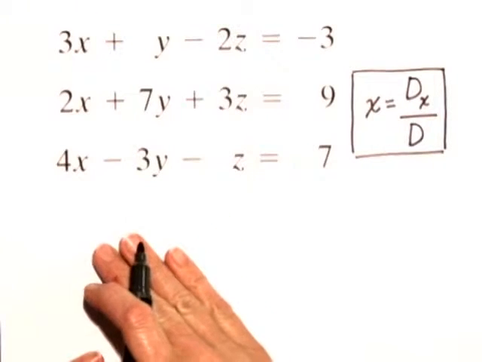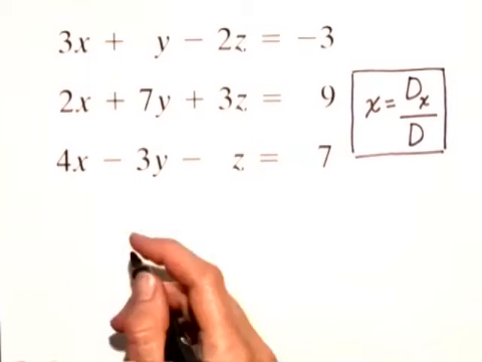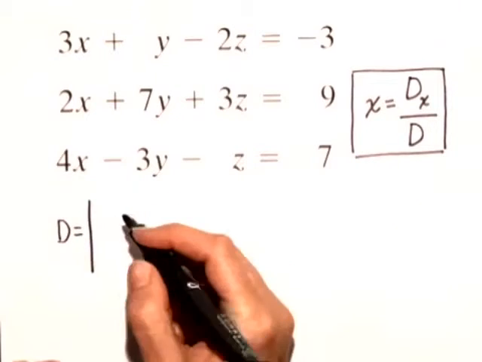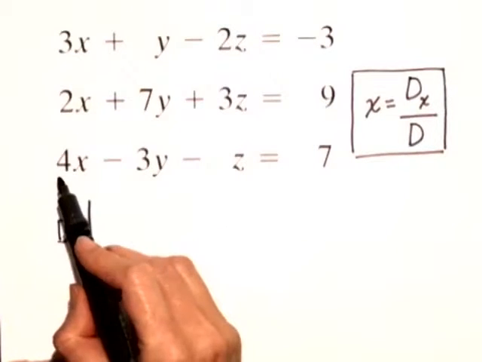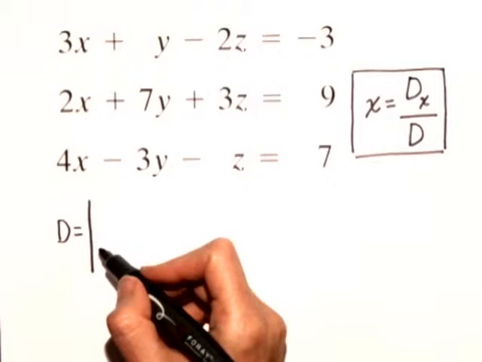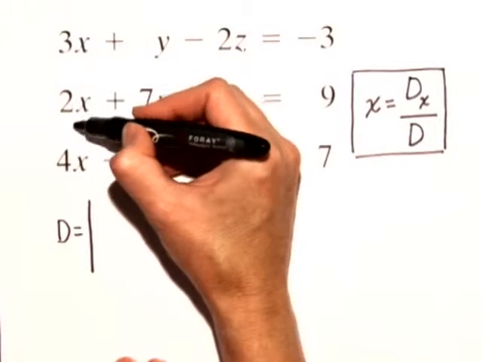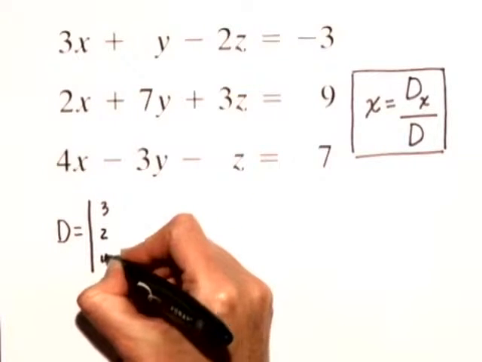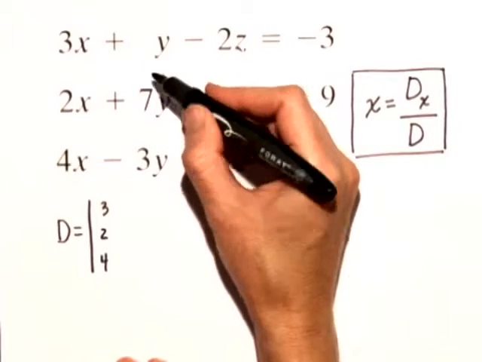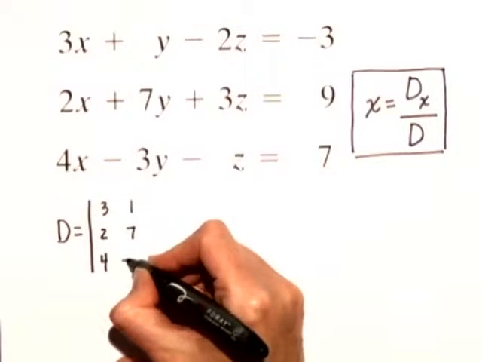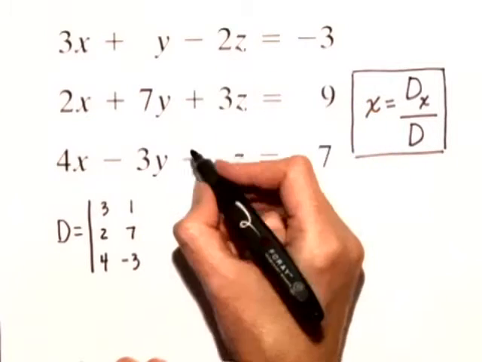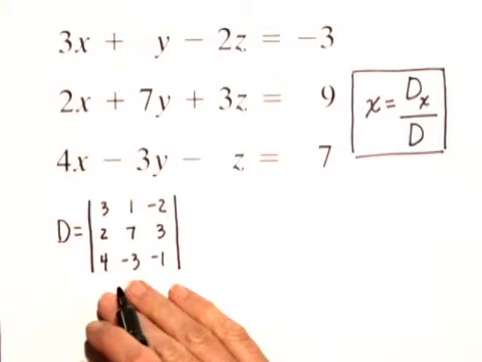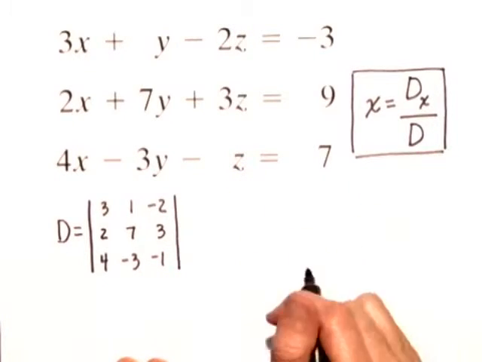But we need to know what is d sub x and what is d. So first, let's start by writing the determinant d. D is just the coefficient determinant. We take all the coefficients on the left-hand side and write them in our determinant. So starting with the first column, the coefficients on x are 3, 2, and 4. Going down the next column, the y coefficients are 1, 7, and negative 3, and the z coefficients are negative 2, 3, and negative 1. That will result in the denominator of our answer.